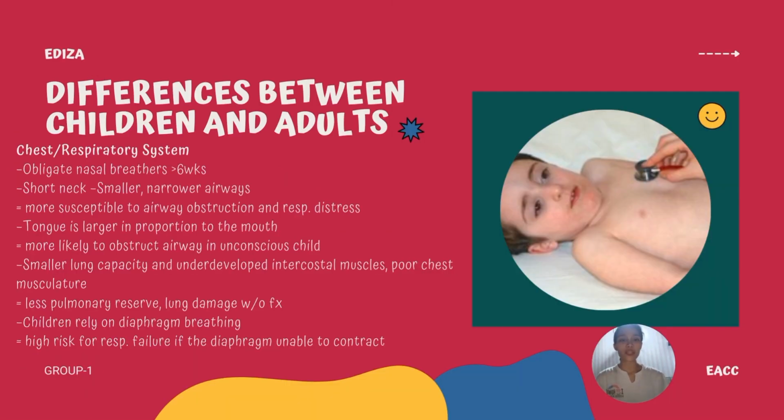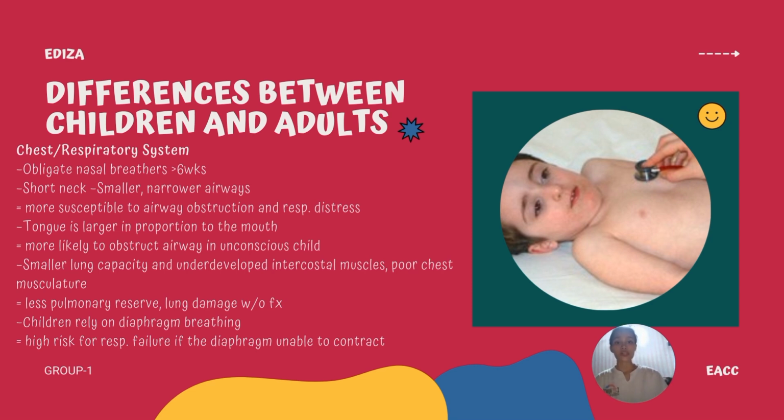Bago po natin sisimulan, i-differentiate po muna natin yung respiratory system ng bata sa mga matanda. Ito po yung sa mga bata: oblique nasal breath, and after 6 weeks after delivery. Tapos po short neck, smaller and narrow airways. More susceptible to airway obstruction and respiratory distress. Yung tongue po nila is larger in proportion to the mouth. Tapos more likely to obstruct airway in unconscious children.